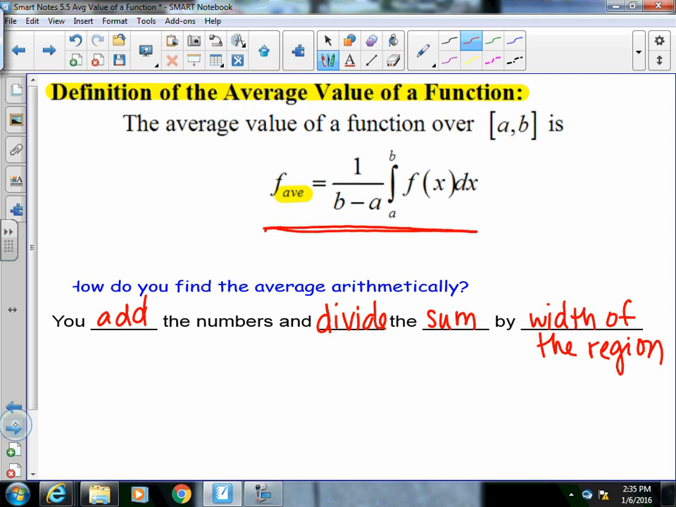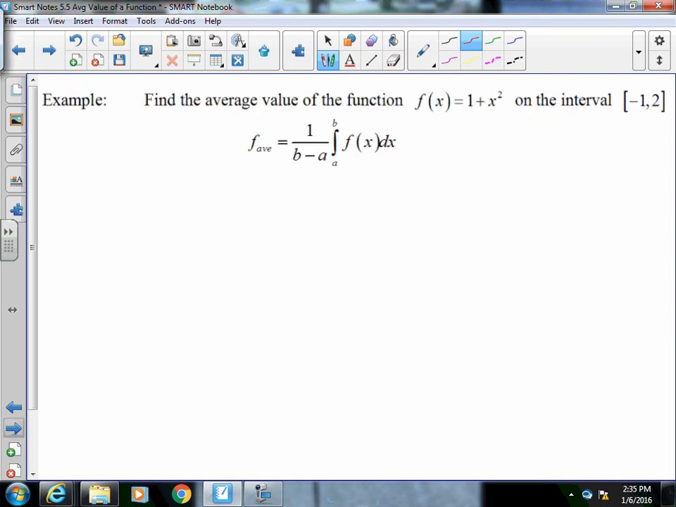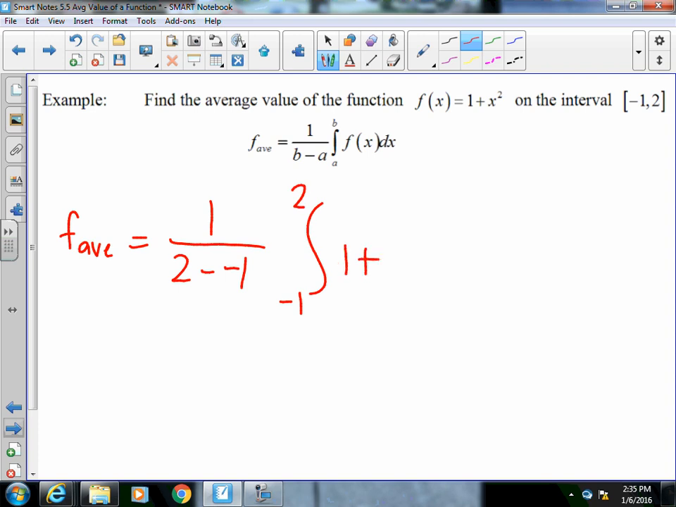So, let's try one. It says find the average value of the function f of x equals 1 plus x squared on the interval from negative 1 to 2. So our f average is going to be equal to 1 over 2 minus negative 1 times the integral from negative 1 to 2 of 1 plus x squared dx.